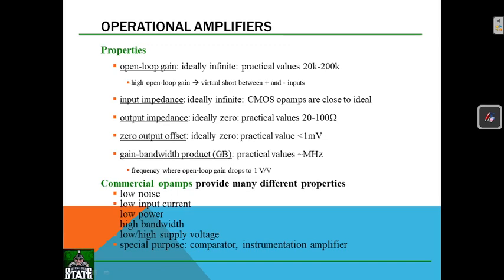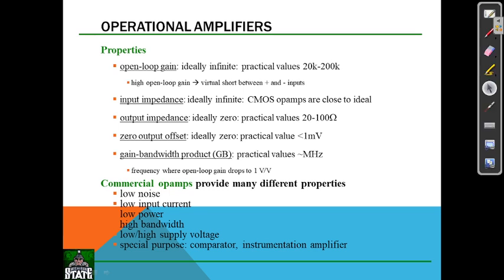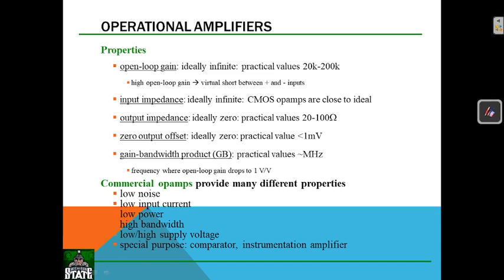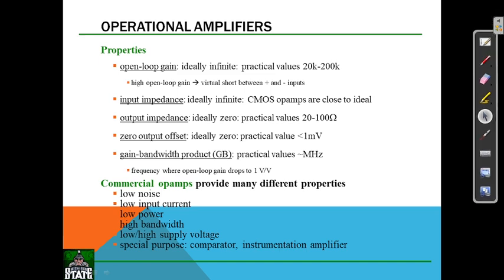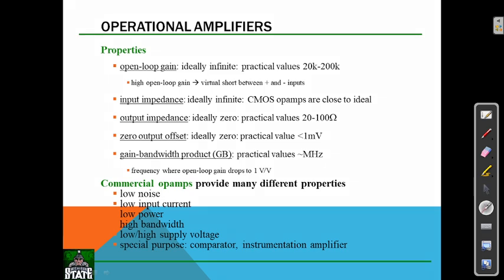Good day to all. Today we are going to see about the operational amplifier. What is an operational amplifier and what are its properties? We'll see here. For the properties of the operational amplifier, see here: open loop gain. It is ideally infinite, and the practical value of this open loop gain is 20k to 200k.